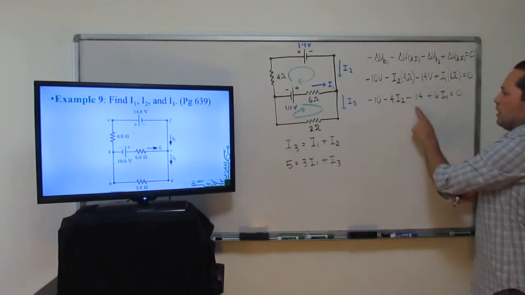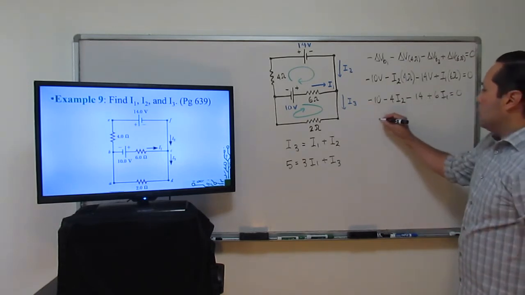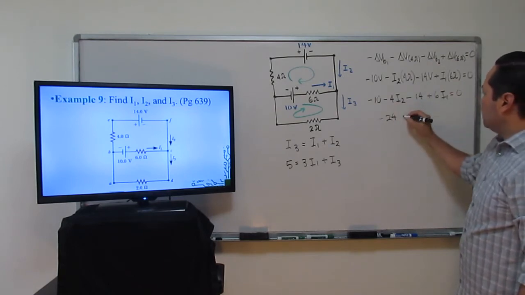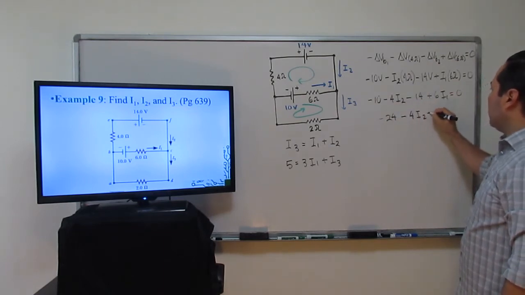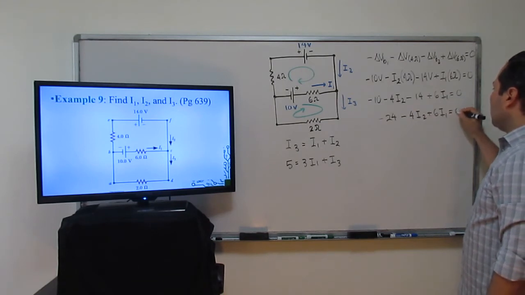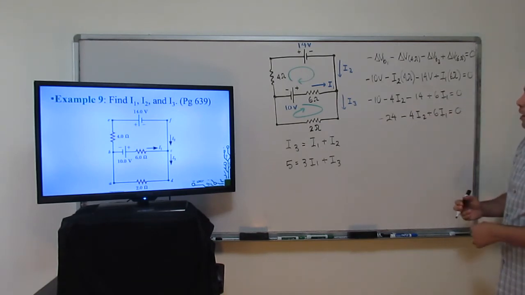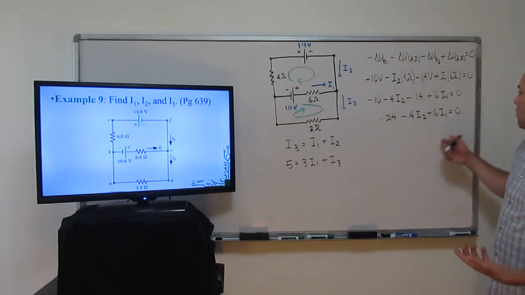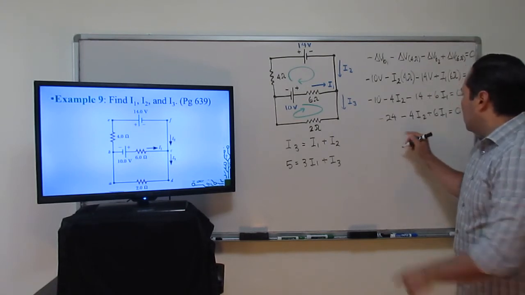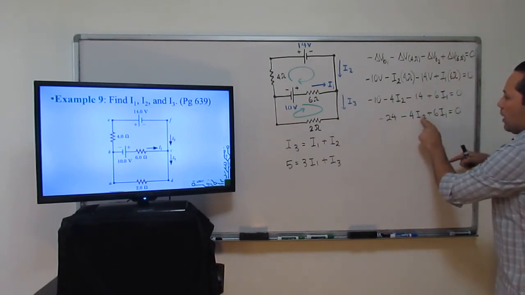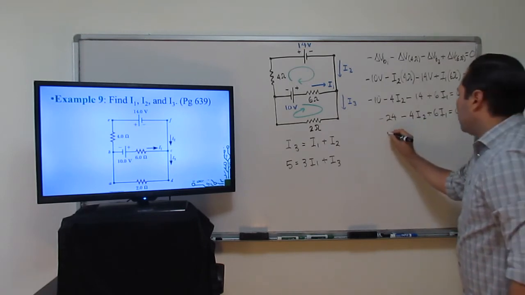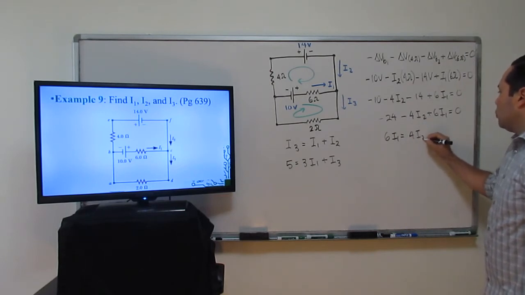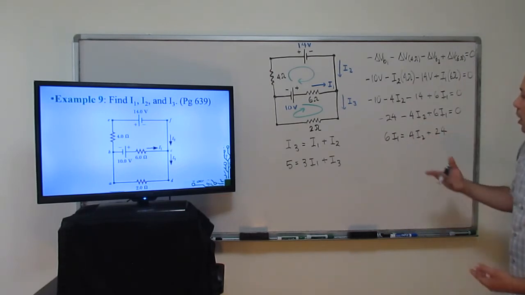Let's go ahead and combine some like terms. So negative 10 and negative 14 gives you negative 24, and that's going to be negative 24 minus 4I2 plus 6I1 equals 0. Now let's move these over to the other side so we get rid of the negative. So the negative 24 and the negative 4I2 move to the other side, and we end up with 6I1 equals 4I2 plus 24. All right, so there's our formula.